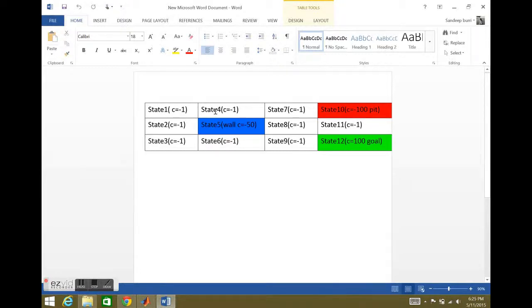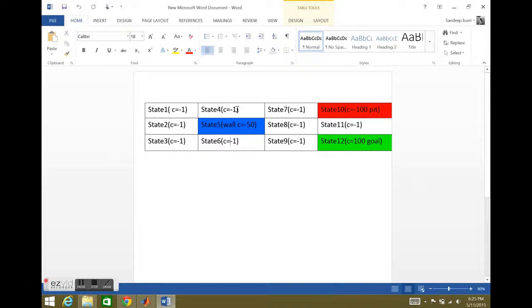But this is asymmetrical. Let's say we take state 1, and you can either move down or move right. Which way are you going to choose? You choose state 2, because state 4 brings you dangerously close to state 10, which is the pit. Let's say if the robot falls in the pit, it damages its tires, and there would be replacement costs.